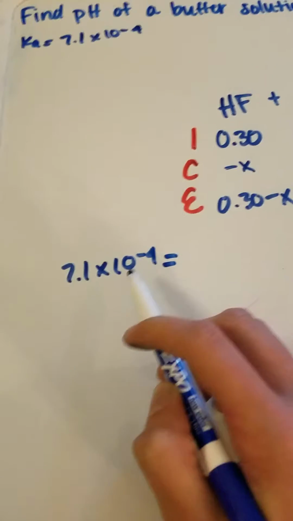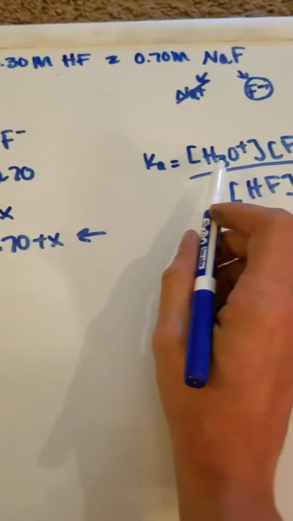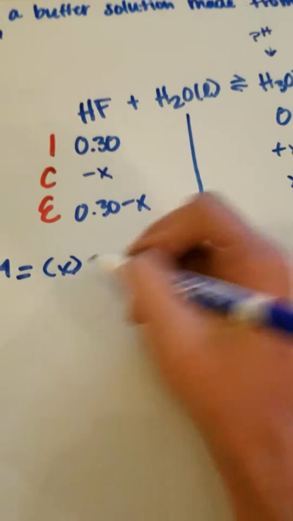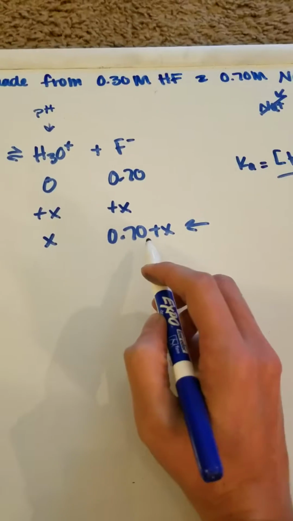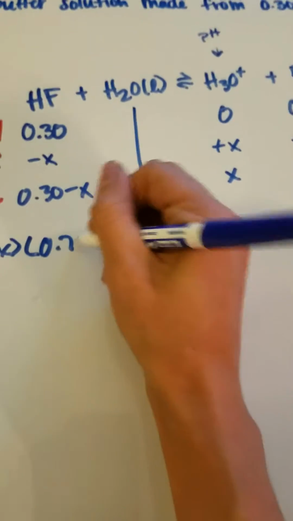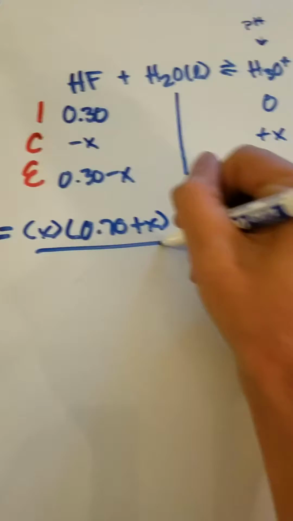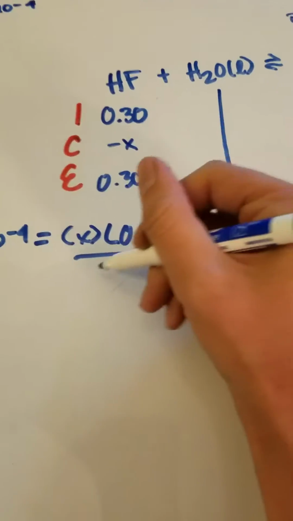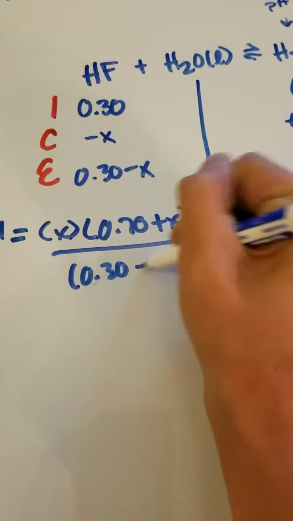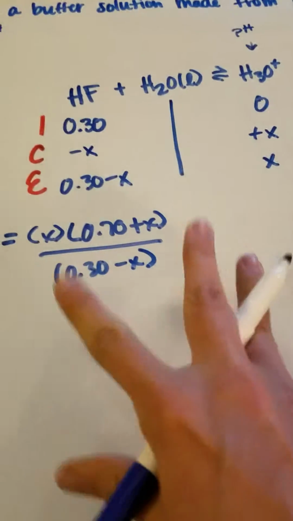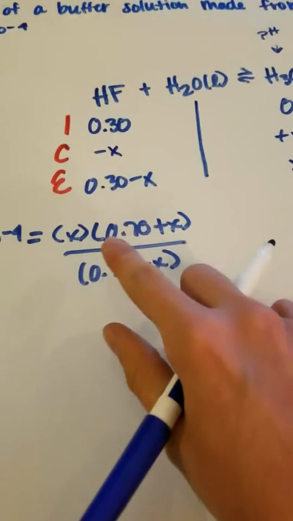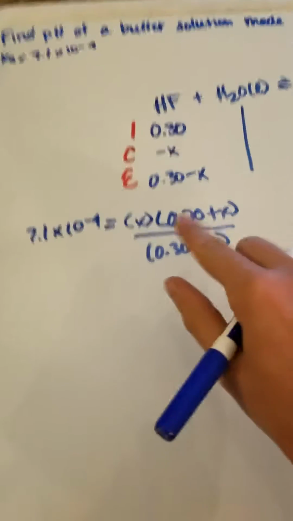That was our value given. All I need to do is plug in the amount for H3O+, which is x, our amount for F-, which is 0.70 plus x, divided by our HF concentration, which is right above me here, 0.30 minus x. Now here we have to make an assumption, because if we try to solve for x, we get some pretty nasty math going on.